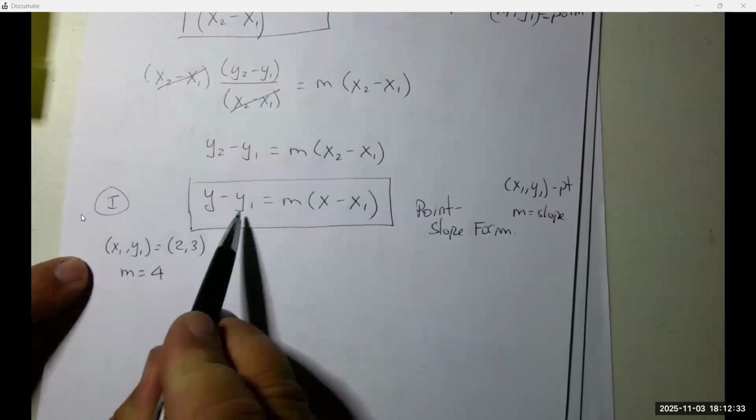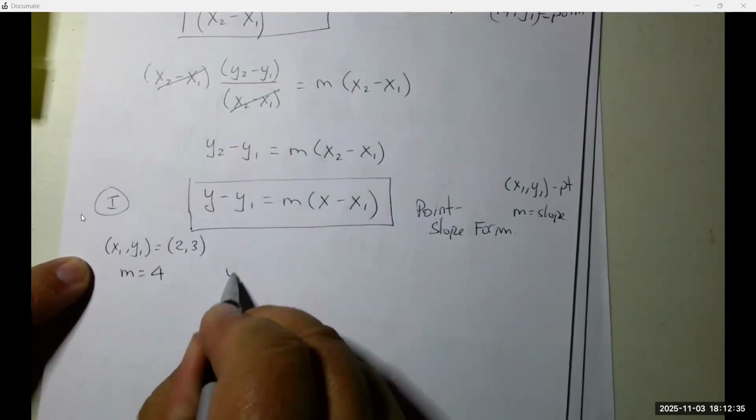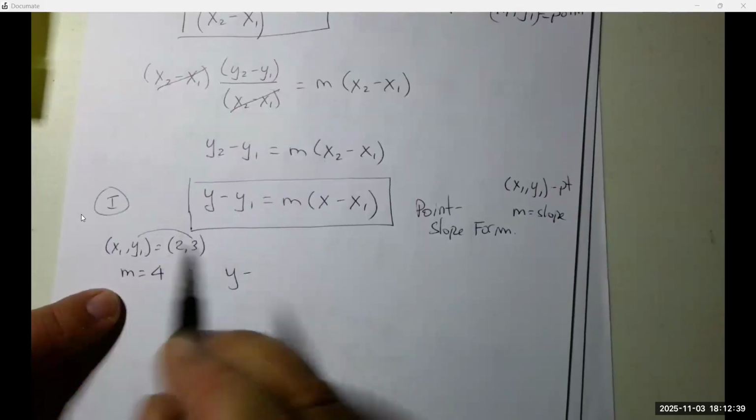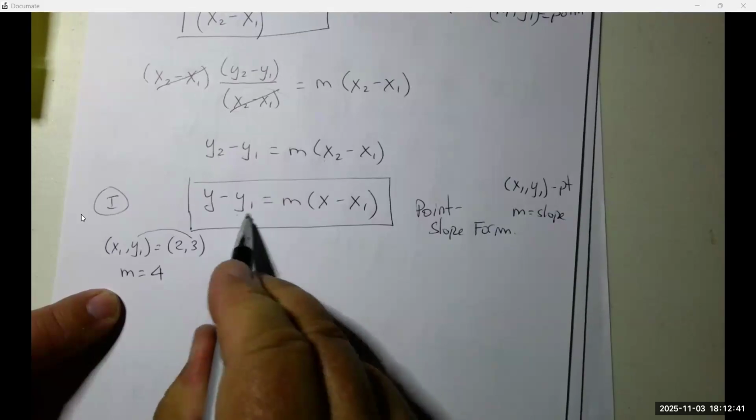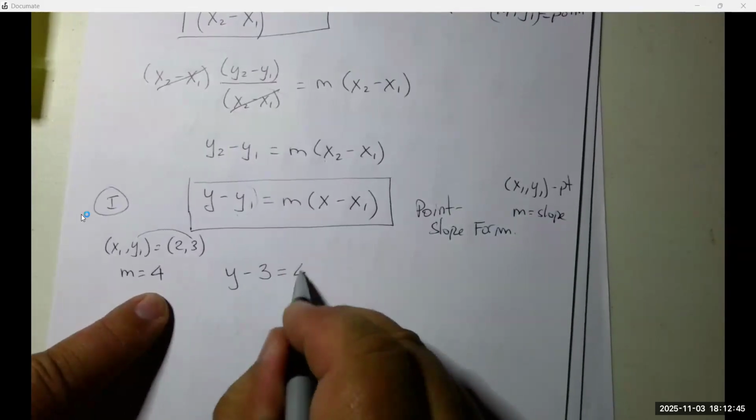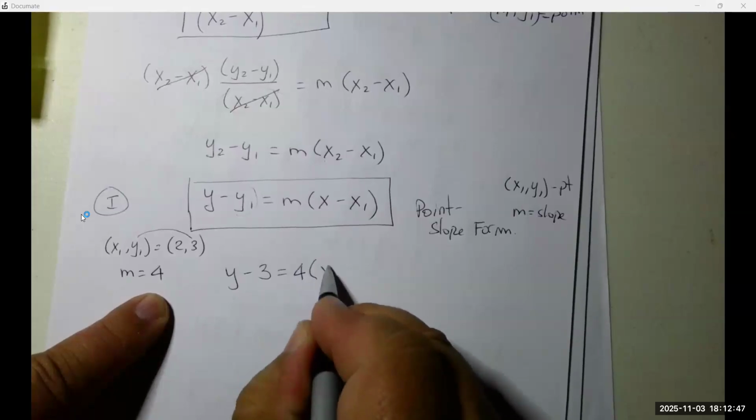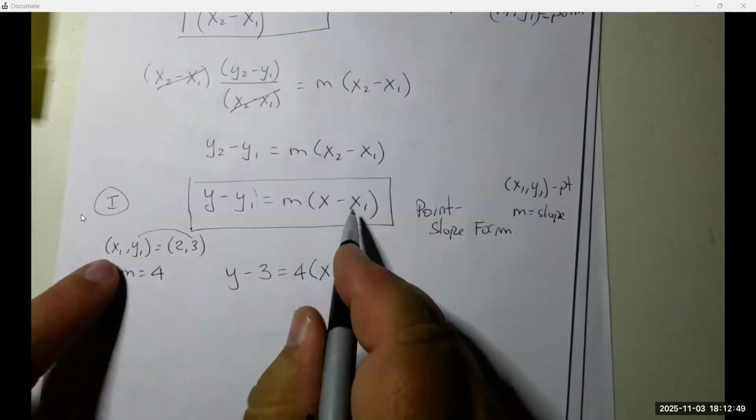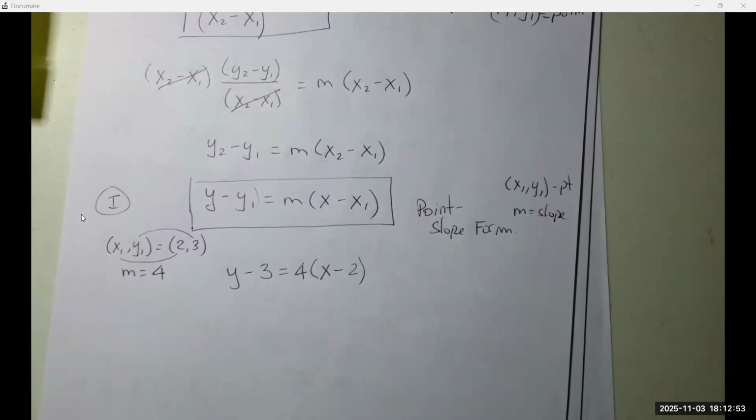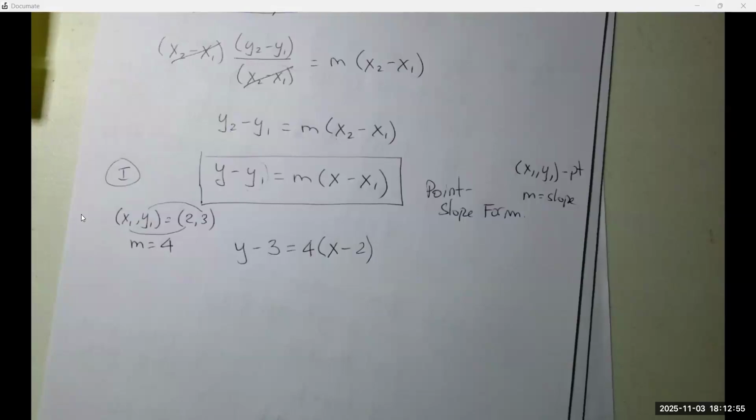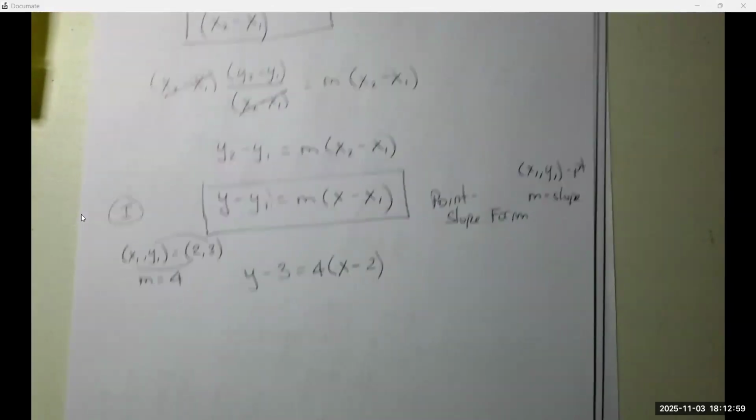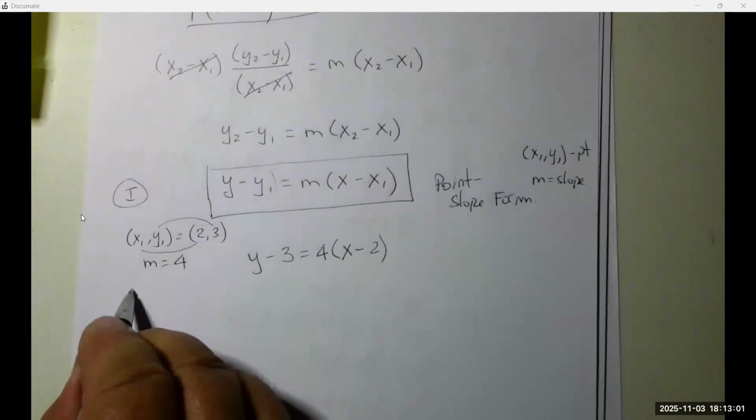So we plug these in there. So y1 is 3. That's this value. M is 4. X1 is 2. So we plug all that stuff in there and solve for y.